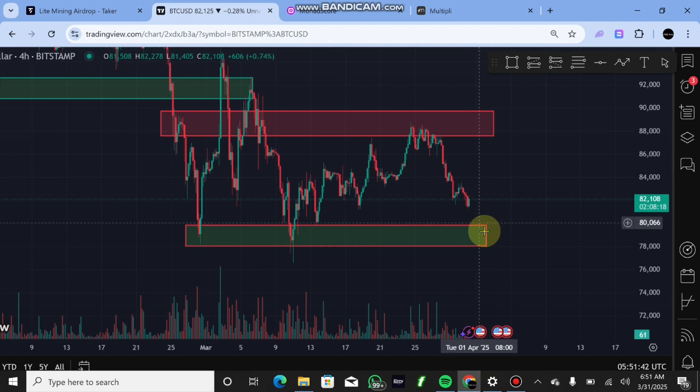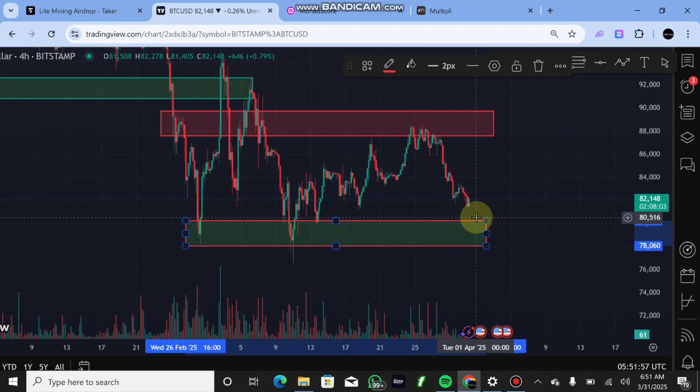Now, to take this particular trade, you just have to wait for price to come down to your support, and once price hits your support, you take a buy trade. And for this, you have to wait for price to come down to your resistance. If price hits your resistance, you take a sell trade. So guys, this is a simple strategy on how to identify key support and resistance levels, ready to make you a profitable trader.